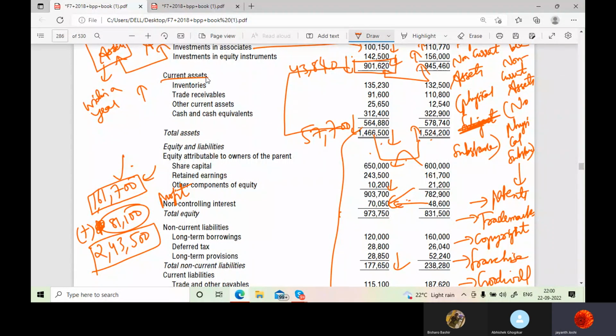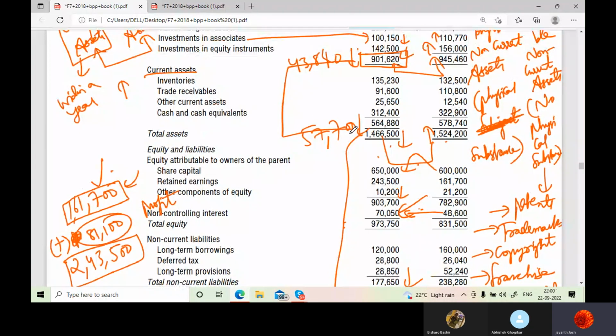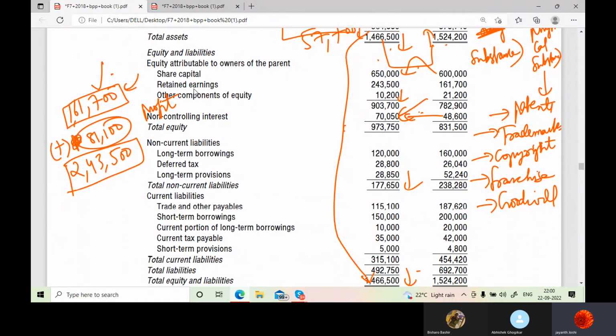Current assets. What are the examples of current assets? The examples are given here. Inventory, that is stock, receivables, and cash equivalents, which can be converted into cash immediately. And then comes the total equity and liabilities section. Then you have share capital, retained earnings. It's a part of equity, and some other components of equity, which we will be discussing in detail. Okay. Then non-controlling interest, which I discussed yesterday.